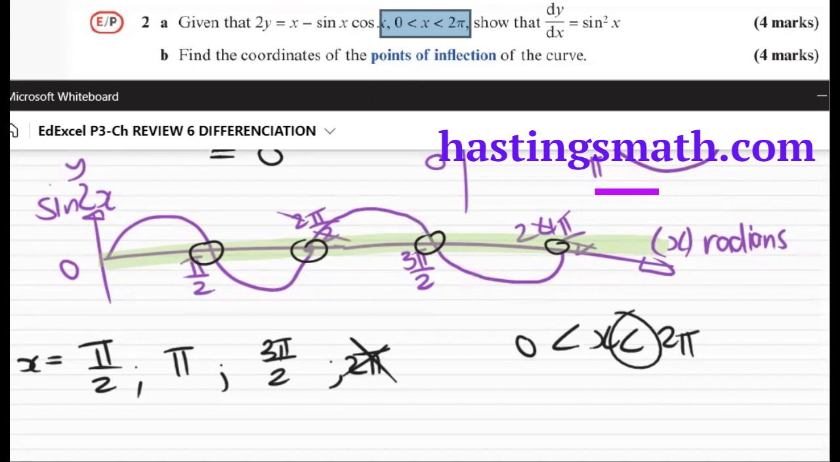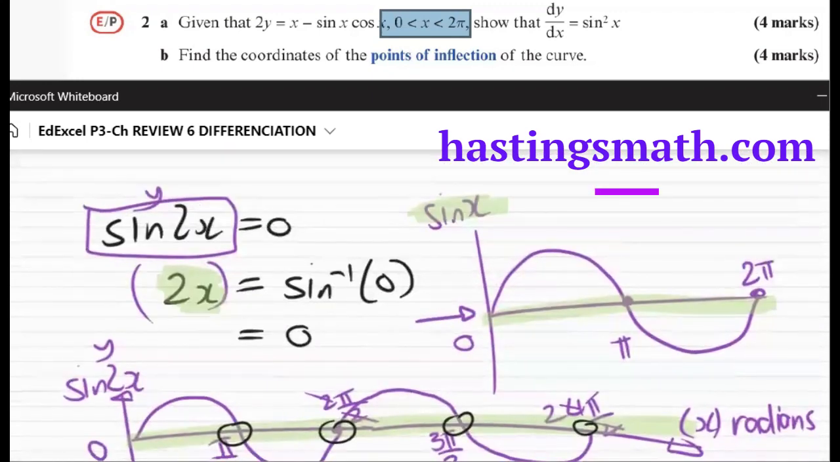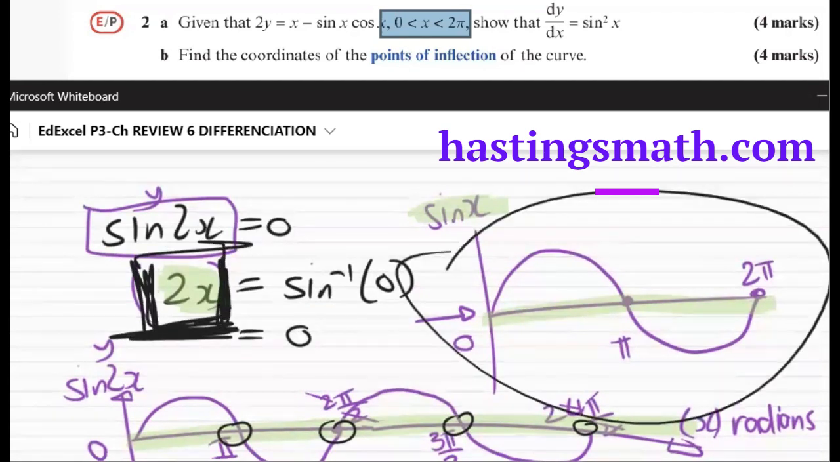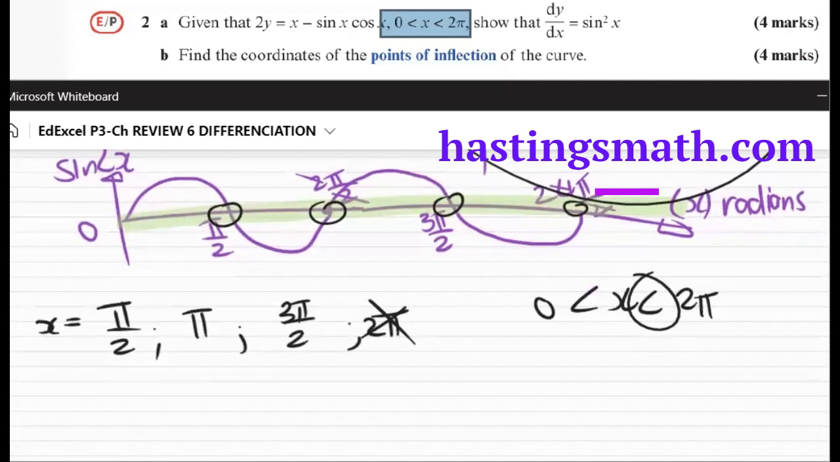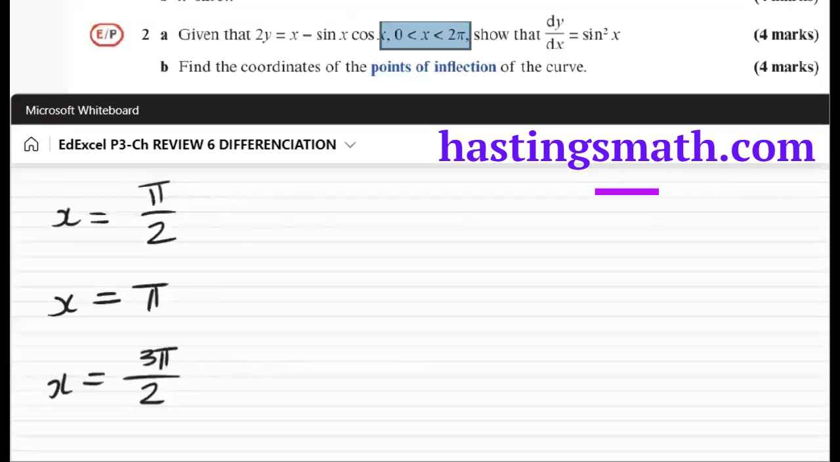If we had taken it from this 2x point, we would have had to use this graph, and then at the end you divide by 2. But I decided to just do it visually as I was going. Checking the mark scheme, we have pi over 2, pi, and 3 pi over 2. Okay, that's all our options. Good.